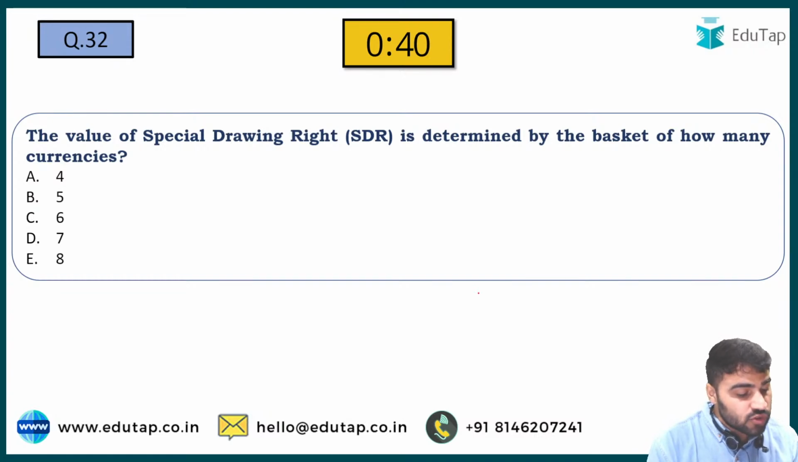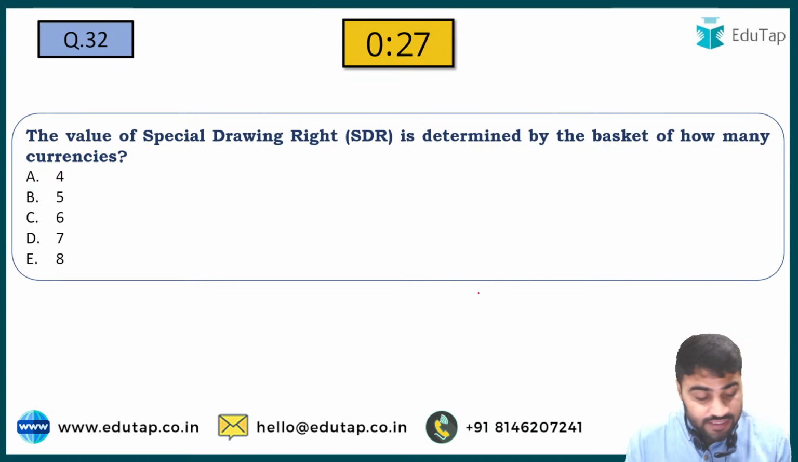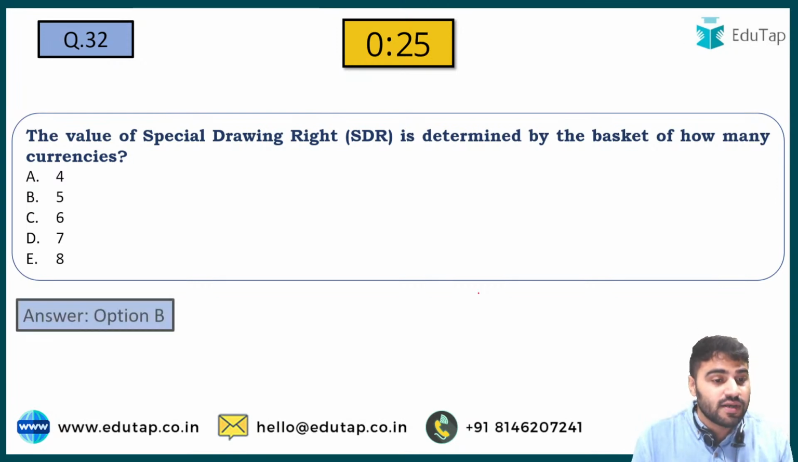Question 32: Isha is saying B, that is 5 currencies. Nilesh is saying B. Aditi Gandhi is saying option number B. Jyoti, you all are saying option number B, that is 5 currencies, right? So the right answer for this question is option number B only.